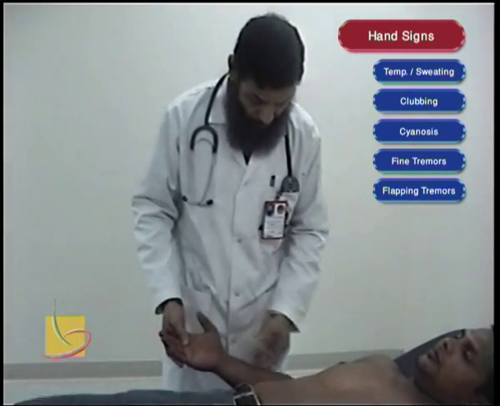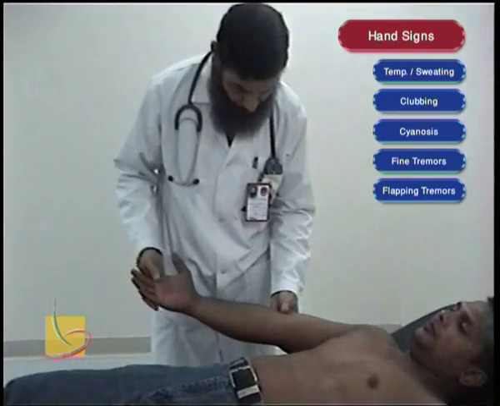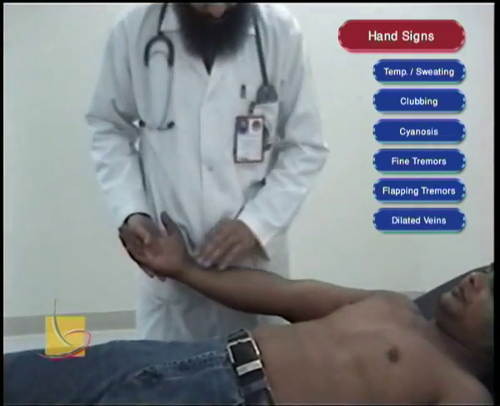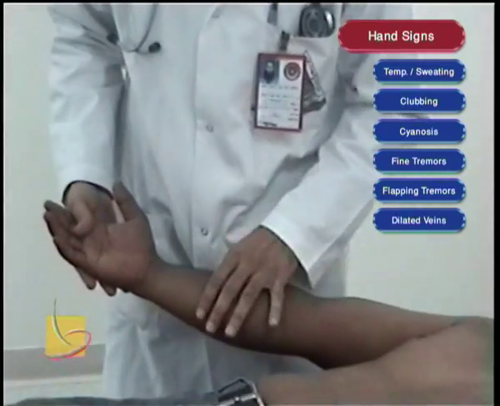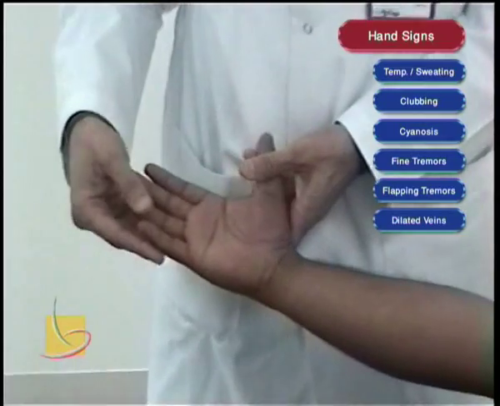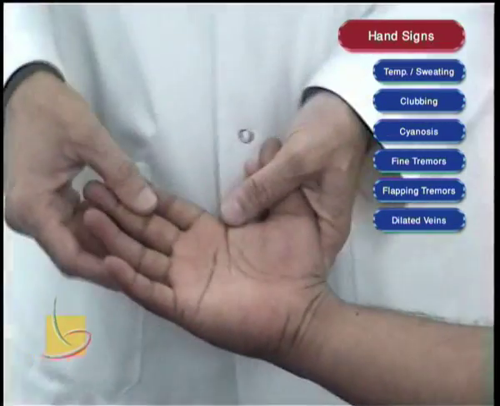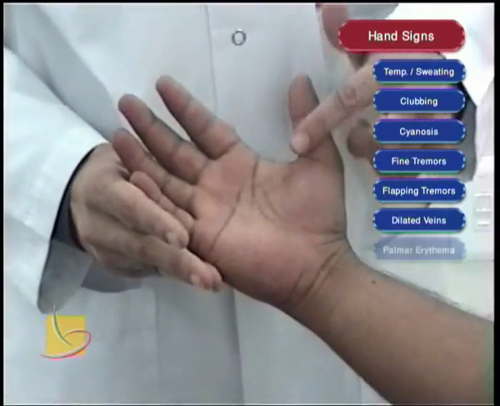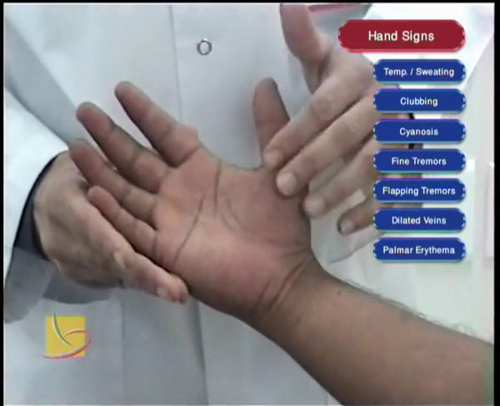And then you look for any dilated veins in the hand, in the arm, both sides, which indicate carbon dioxide accumulation. And in the palm, especially when it is warm and sweaty, you may get something like this. Look at this red color here.